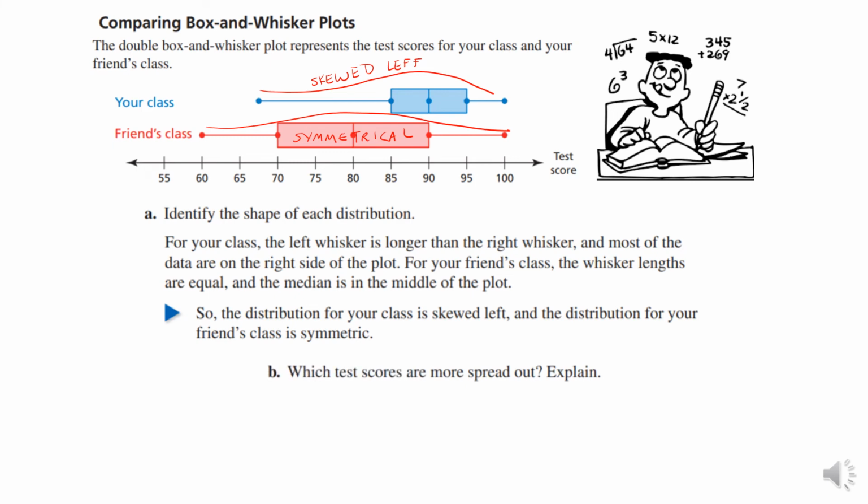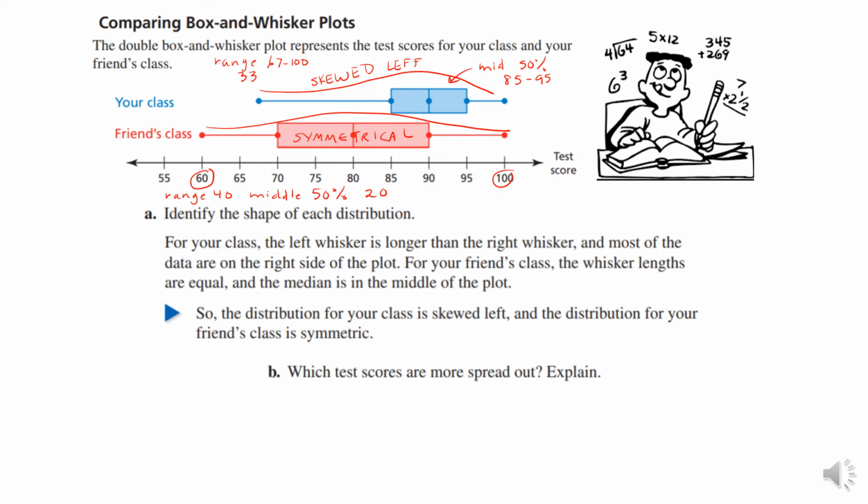Then it says, which test scores are more spread out? So look at the range. Your friend's goes from 60 to 100, so they have a range of 40, and the middle 50% ranges from 70 to 90. So it has a range of 20. If I look at mine, my range is from about 67 to 100. So that's a range of 33. And if I look at my middle 50%, it only goes from 85 to 95.